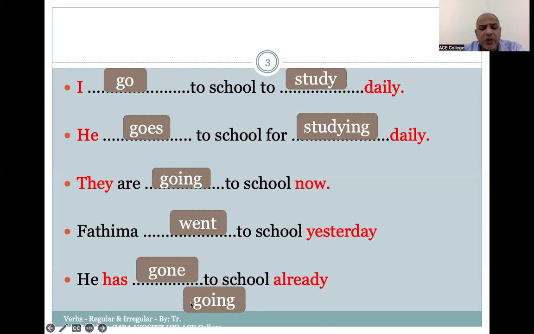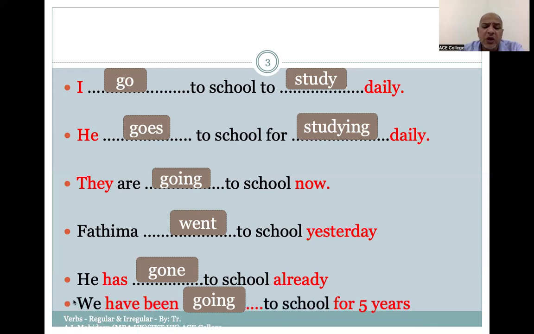Okay. So you have to remember if the action is continuing for a long time, you have to put going, but have been going with I, you, we, they. He, she, it, you have to put has been going for 5 years. This action actually continues for a long time. So you have to remember the different types of verbs you are going to apply in the sentence structure according to the time and action based on the tense.